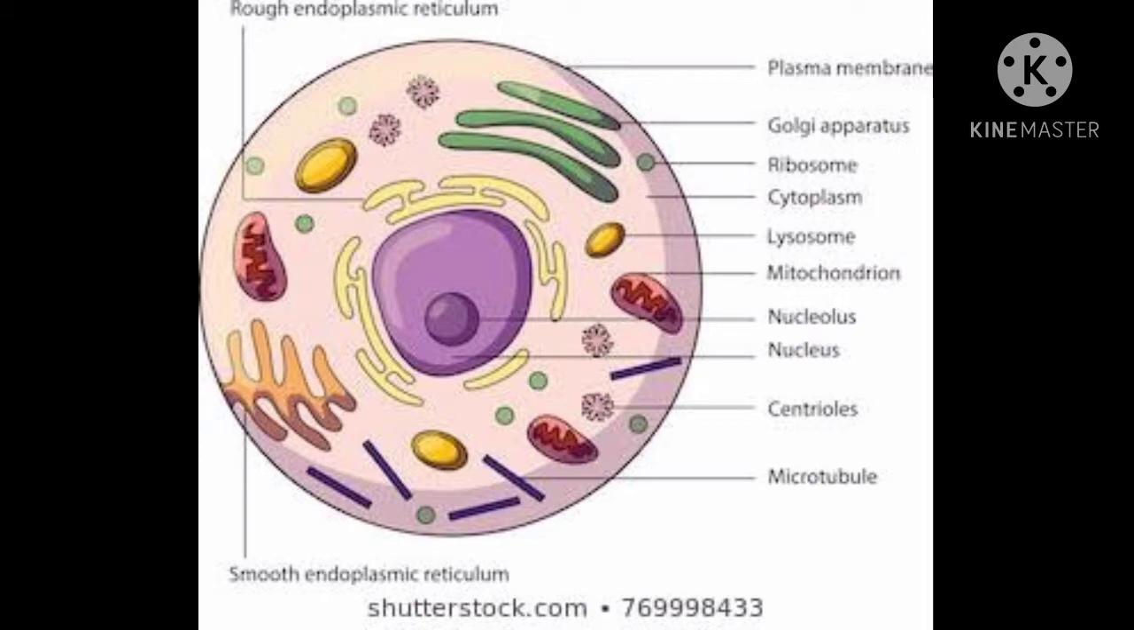The living things are classified into two. One is unicellular organisms, another is multicellular organisms. In unicellular organisms, their body is made up of a single cell. Example, paramecium, amoeba, bacteria and viruses. Multicellular organisms are made up of many cells. For example, plants, animals and human beings.